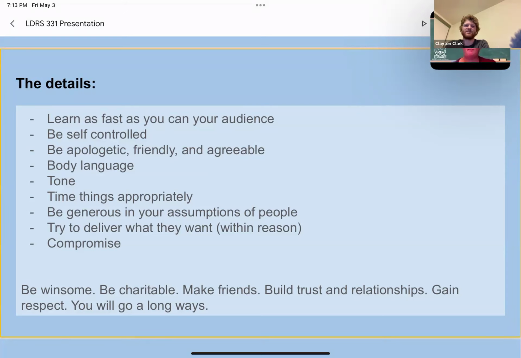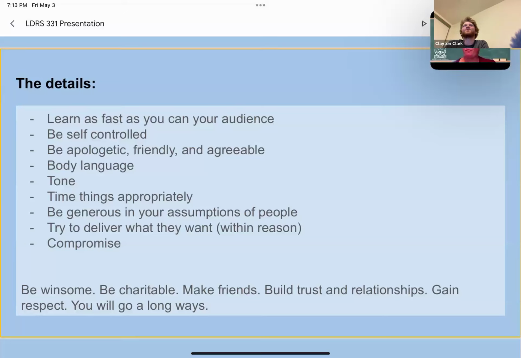So if you could just be generous in your assumptions of people, I think it would serve you really well. And then my next point is try to deliver what people want, obviously within reason, but everyone wants something. You guys want good grades. That's why you're here right now. If you sense that your friend doesn't feel appreciated, well, they want to be appreciated. Why can't you deliver what they want? If you sense that your coworker wants an apology, can you just humble yourself and apologize?